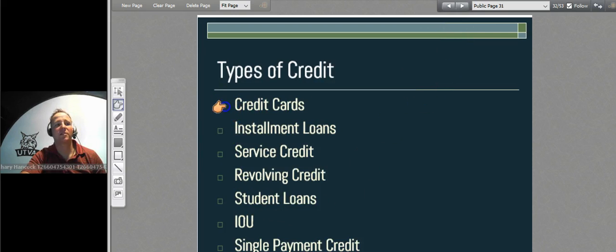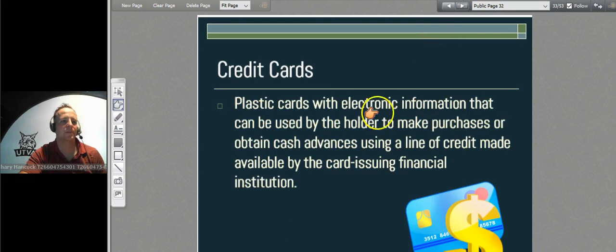Okay, so there's different types of credit. Let's go over them. There's credit cards, there's installment loans, there's service credit, there's revolving credit, there's student loans, there's IOUs, and there's single payoff credit. So you can get money from a lot of different areas. Basically, when you pay with interest, you pay more than you should have. Very true. So you're just paying more than you have to for an item, right? So you want to make sure you have the cash in the bank to pay off the credit if you're going to do this.